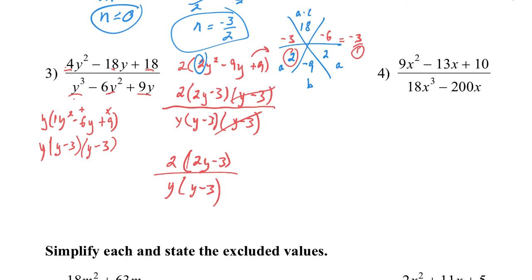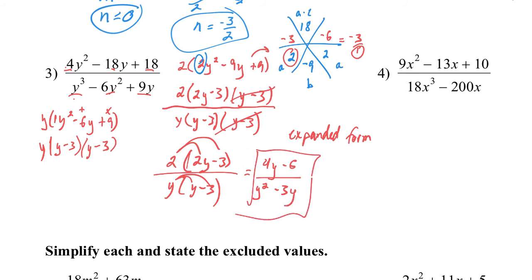So there's that. And then I just remembered something else that Khan Academy is going to ask for. They're going to ask for it in expanded form. So what that means is you need to distribute this back in after you cancel out what needs to be canceled. So I'm going to have 4y minus 6 over y squared minus 3y. So this is what you would type into the first part of the answer.